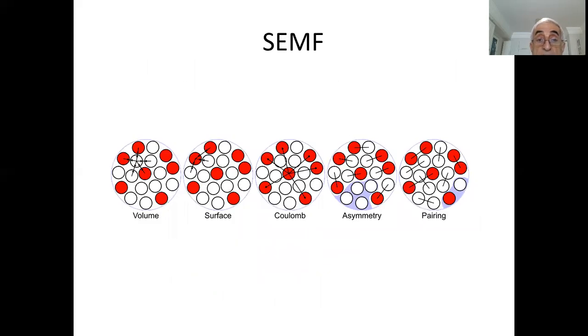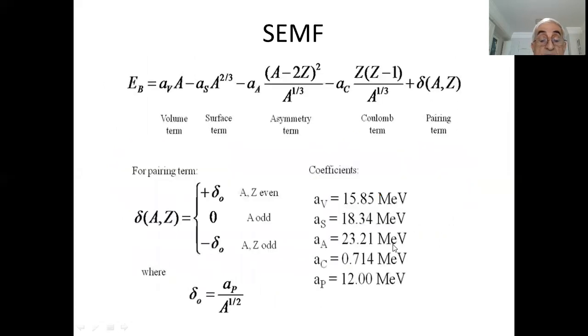So in the semi-empirical mass formula, we have 5 parts. The first one is the volume part, then the surface part, then the Coulomb force part, then the asymmetry part, and then the pairing part. So the semi-empirical mass formula: EB equals aV A minus aS A to the power 2/3 minus aA (A minus 2Z) squared divided by A, minus aC Z(Z minus 1) divided by A to the power 1/3, plus delta(A,Z).